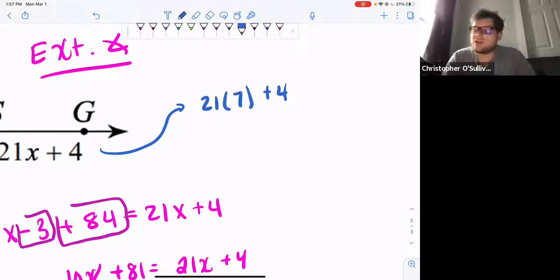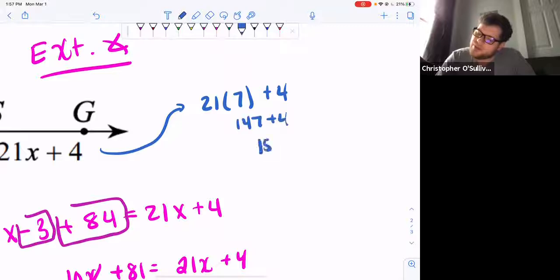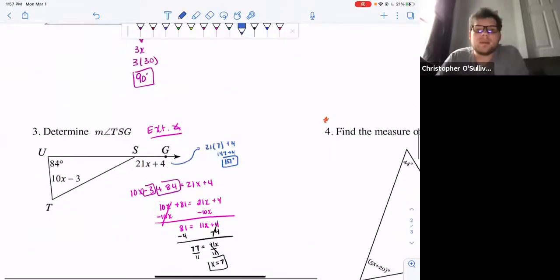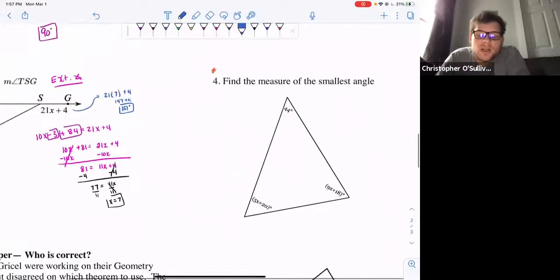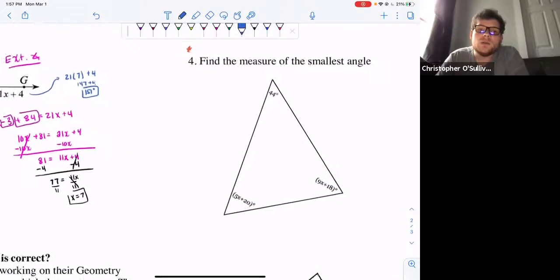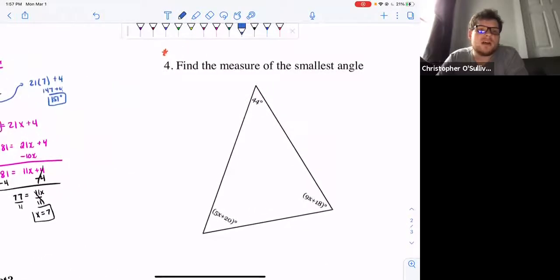21 times 7 is 147 plus 4, which will give me 151 degrees. And then we're done with that problem. 2 more, and then we're done, ladies. Number 4. Find the measure of the smallest angle.